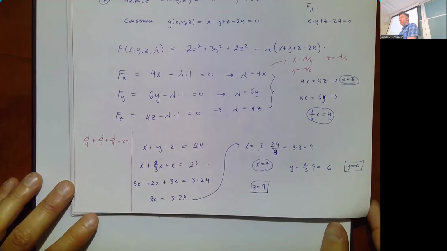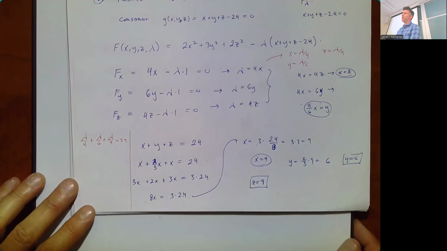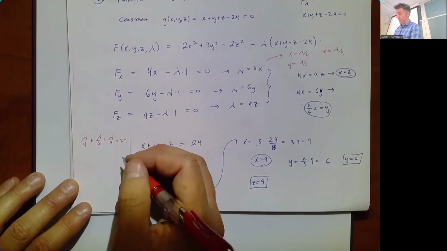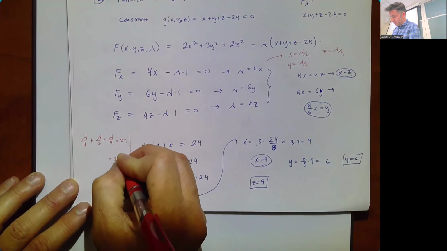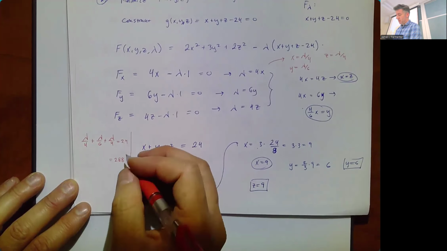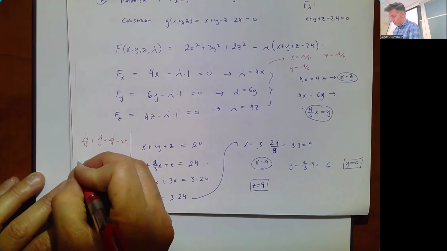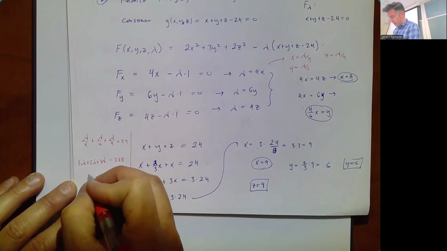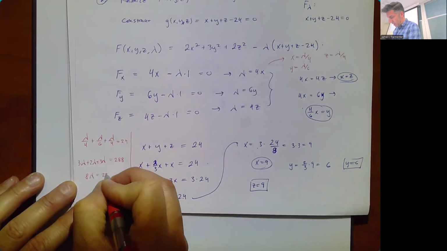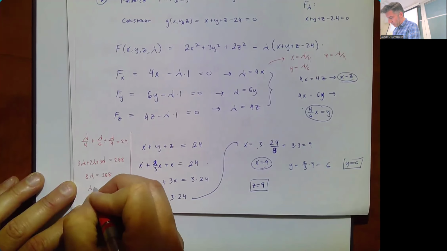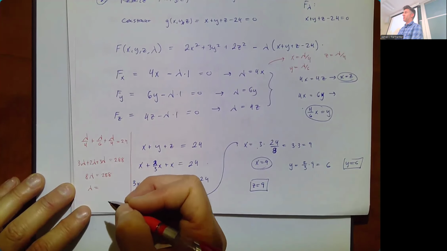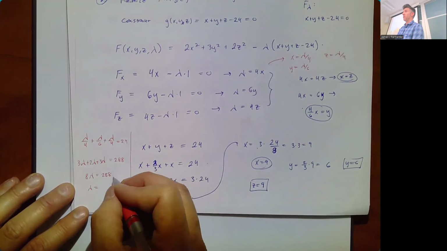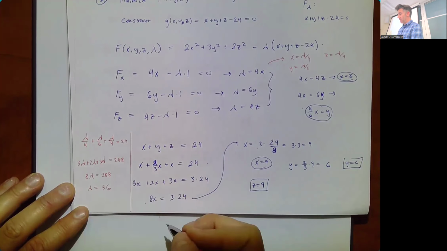And then multiply everything by 12. Multiplying 12 by 24, 288. It's really just 12 times 12 times 2. And then multiplying all these things by 12, you get 3 lambda plus 2 lambda plus 3 lambda. So you have 8 lambda equal to 288. So lambda is equal to 288 divided by 8. You're just dividing by 2 three times. So 144, 72, 36. So lambda is 36.